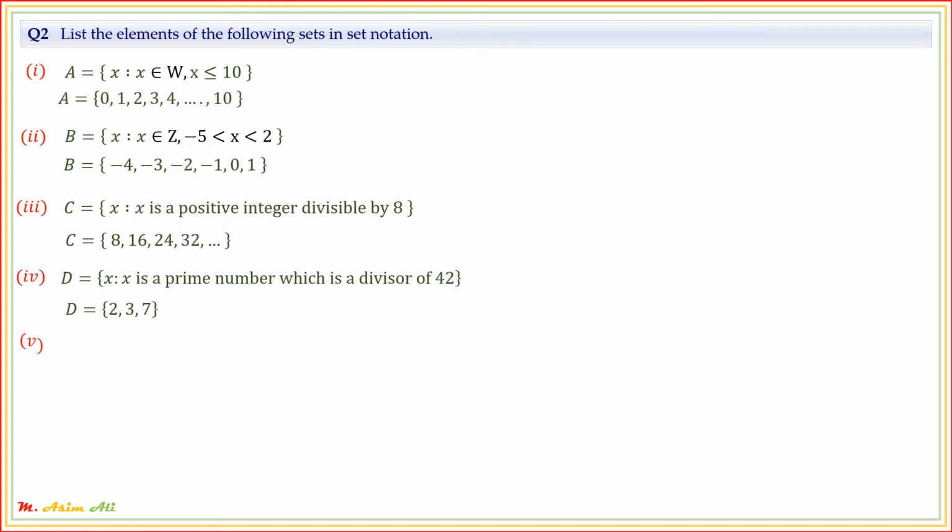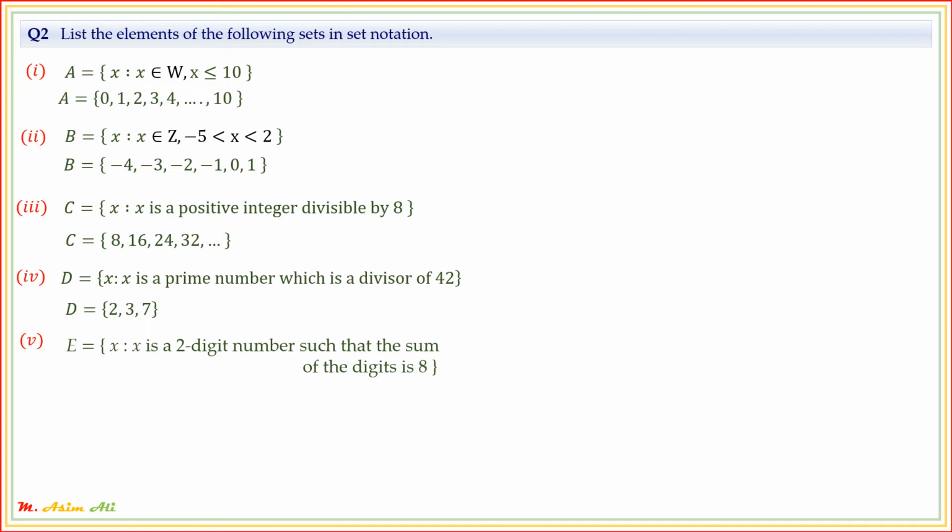So next example says set E is a set of elements x such that x is a two-digit number such that sum of the digits is 8. So we have to see two-digit numbers whose sum of the digits is 8. How do we obtain the sum of the digits? We simply add the two digits. For example, in 21 the sum of the digits is 3, but in this set only those numbers are included which have the sum of the digits equal to 8.